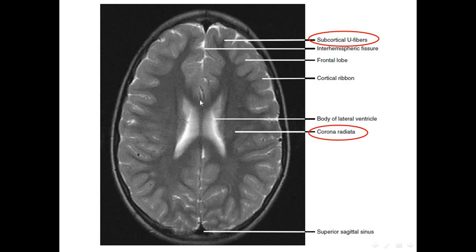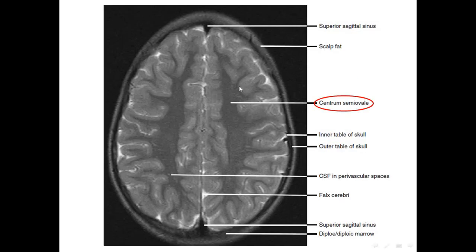This is a T2 weighted image. This location here shows the subcortical U fibers. They form U-shaped white matter fibers that connect the gyrus of the cortex of the brain with the adjacent gyrus. And then here we have the corona radiata. This location here is the corona radiata. This is also a very dense area of white matter fibers.